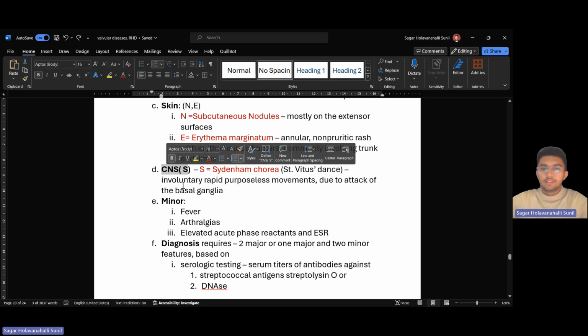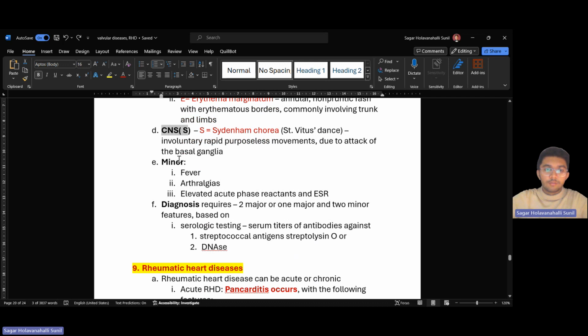Here there's just rapid purposeless movement. Without having a clear purpose of, let's say, grabbing a coffee or a mug, they just have rapid involuntary movements. This is due to an attack on the basal ganglia, which has an inhibitory and excitatory effect on the motor neurons, to put it in a simpler format.